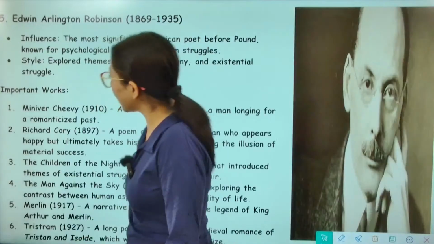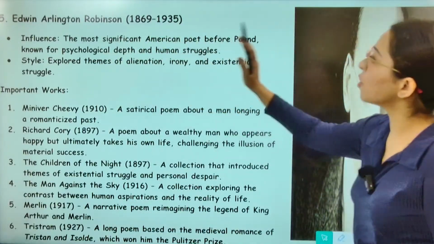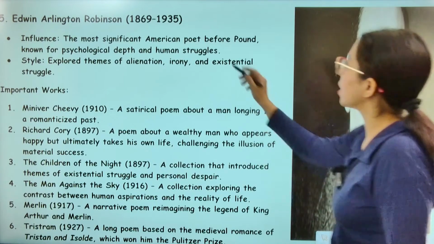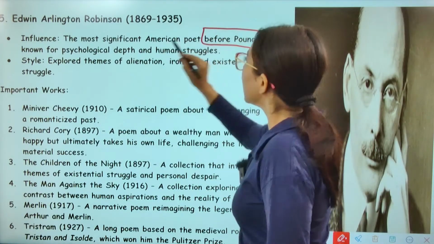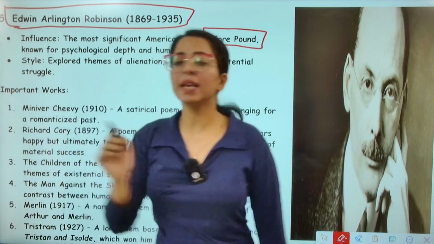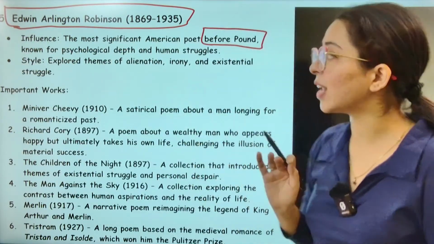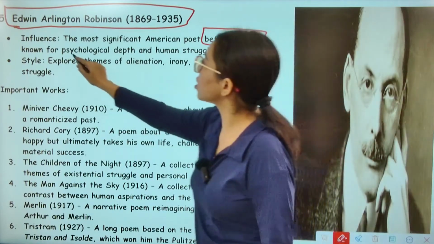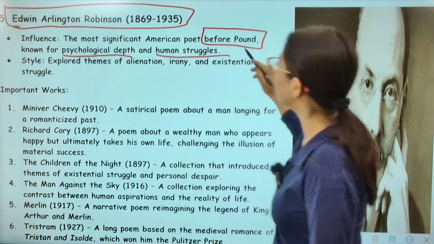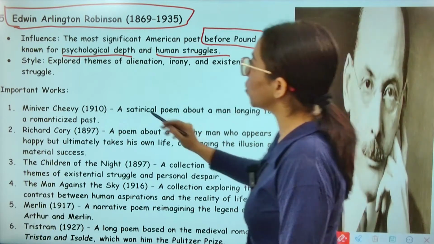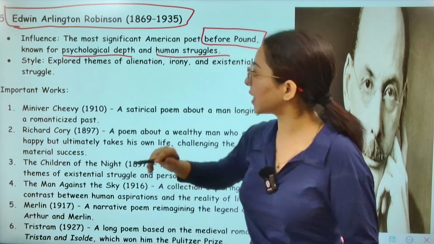Now we are going ahead to Edwin Arlington Robinson. He was the most significant American poet before Ezra Pound. इनका इतना नाम मशहूर नहीं है guys, but in American literature he is very well versed, very well known as a very prominent poet before Ezra Pound. He is known for psychological depth and human struggles. Okay, so this is Edwin Arlington Robinson. Okay, and then you have important works, इनके कौन से Edwin Arlington के.